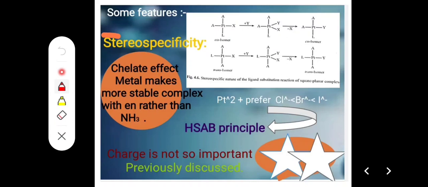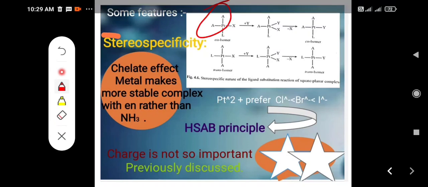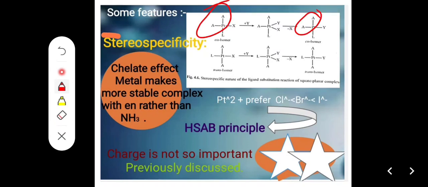Next one, stereospecificity. If the complex has cis orientation, it always gives cis orientation as a product. And if initially it has trans orientation, it always gives trans orientation product. There, with 2A as cis, we get 2A as cis. With 2A as trans, we also get 2A as trans. Okay, so that is stereospecific.